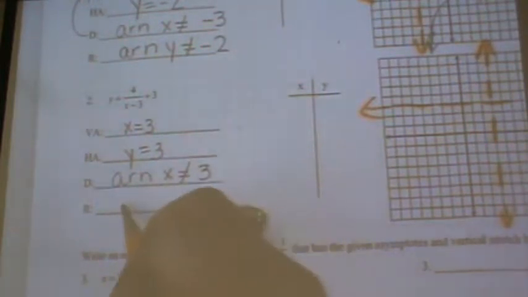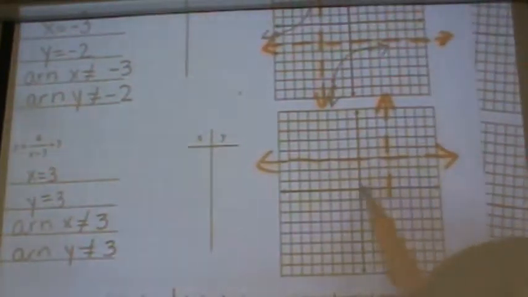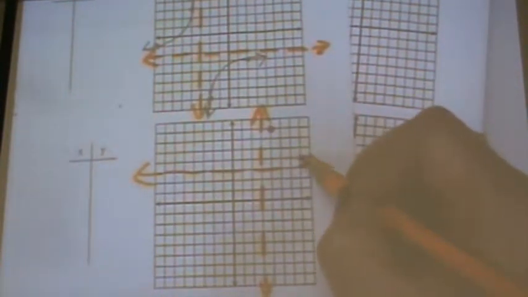Next, what's your domain? x cannot be 3, all real numbers. y cannot be 3. So now what two quadrants are you going to be in? 1 and 3 because it's positive. Now how are you going to do this one? 1, 2, 3, 4. And 1, 2, 3, 4, 1.